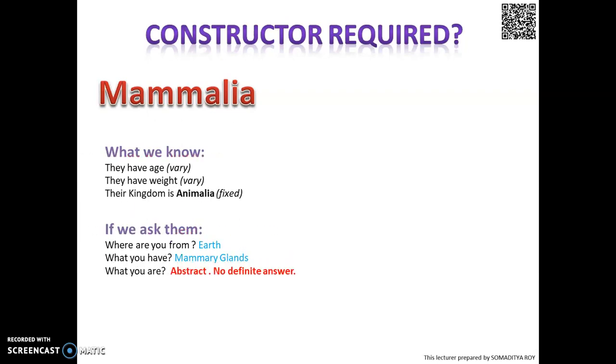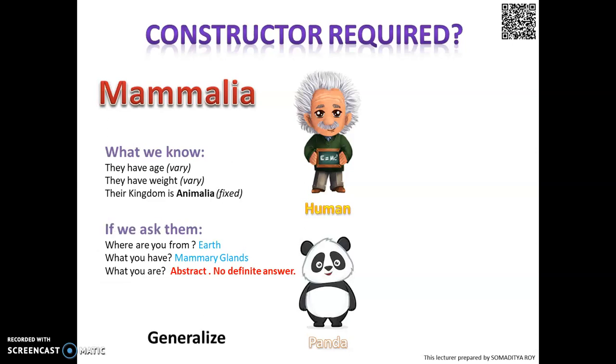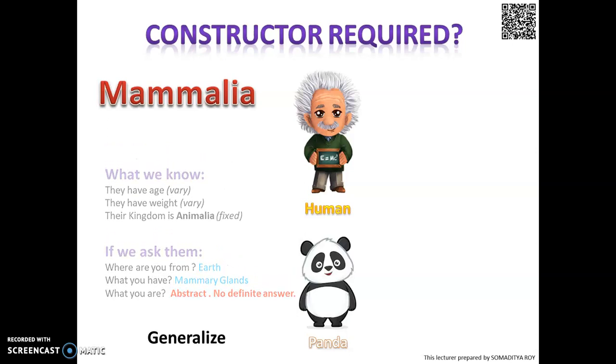But if we ask what you are, we will not get a definite answer. Why? Because it varies from mammal to mammal. Like we human will say human, a cat can say cat, a dog will say dog, and so on. So just like we have two objects or two concepts, human and panda. Now both of them are Mammalia. So Mammalia is a generalized one. So how to implement that generalized concept?